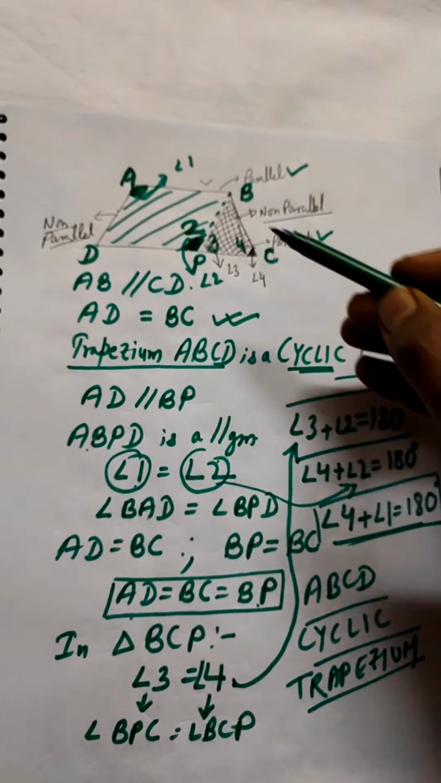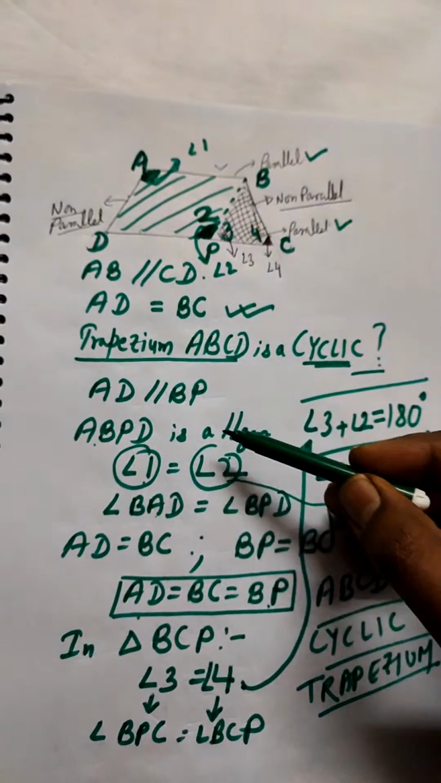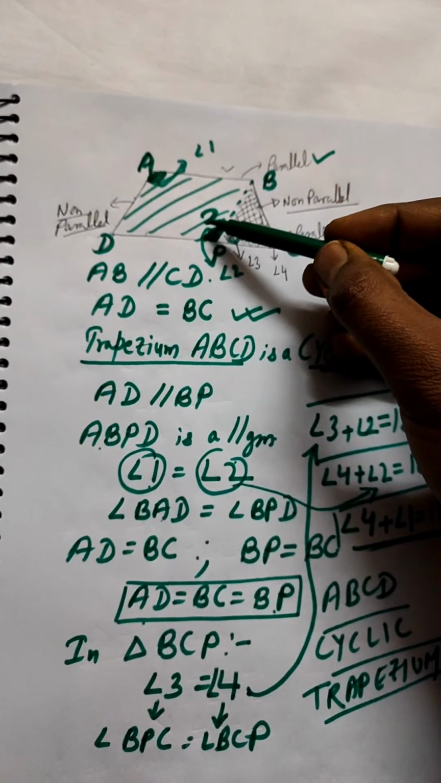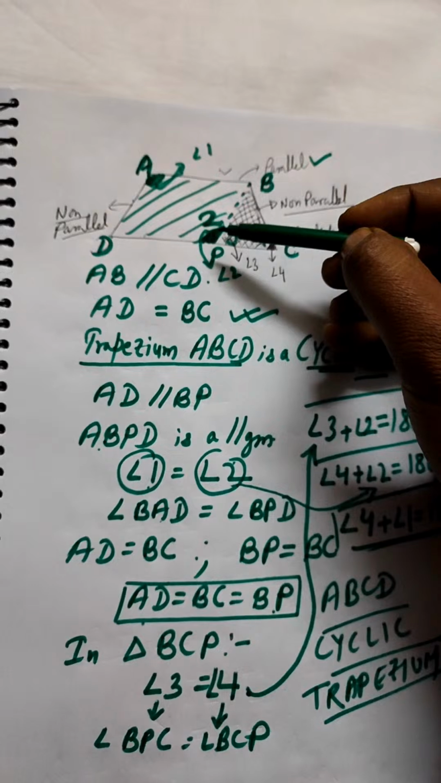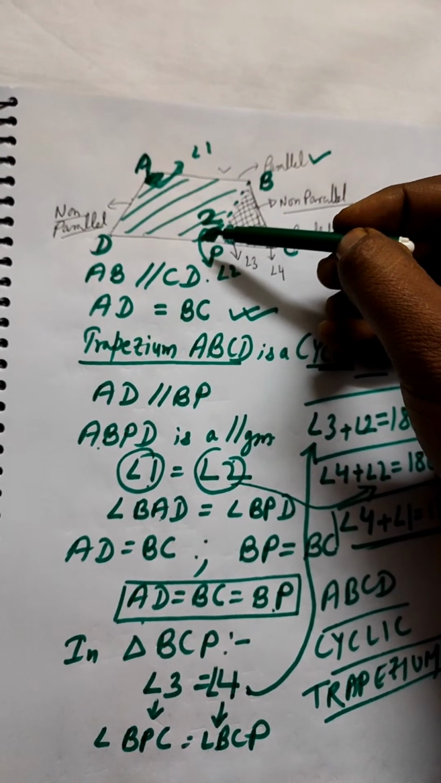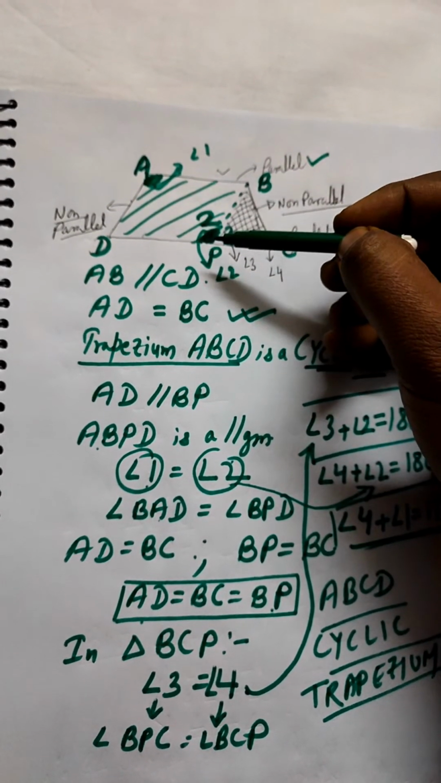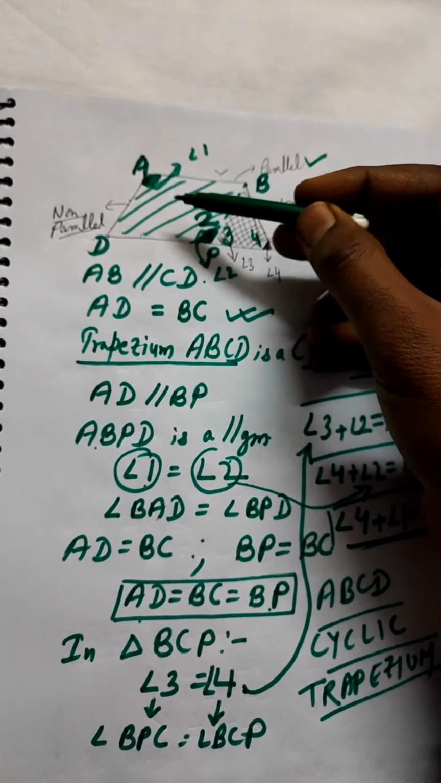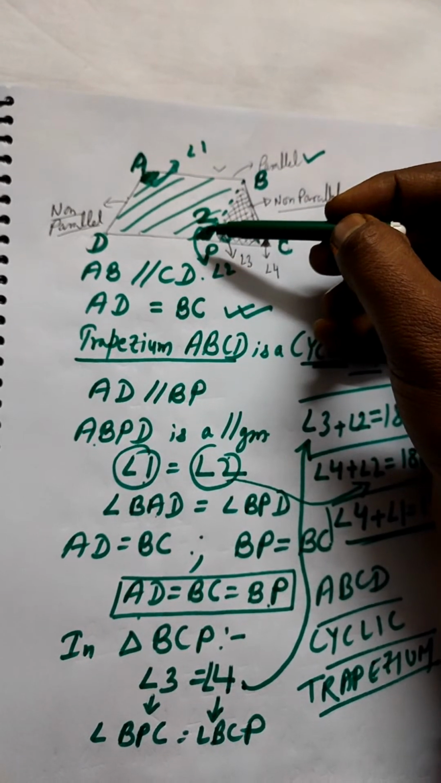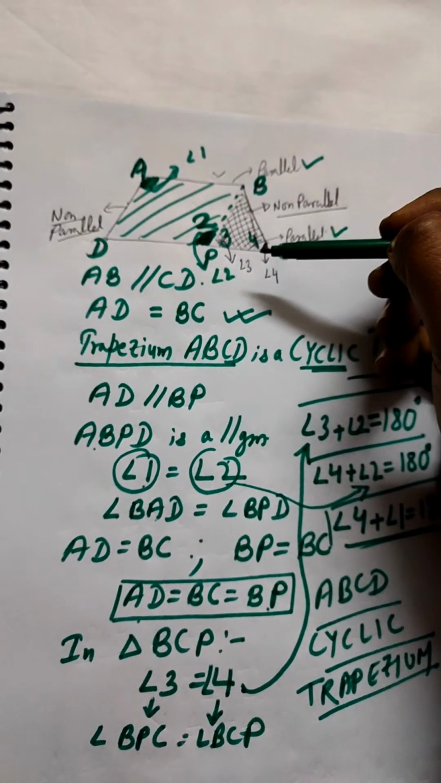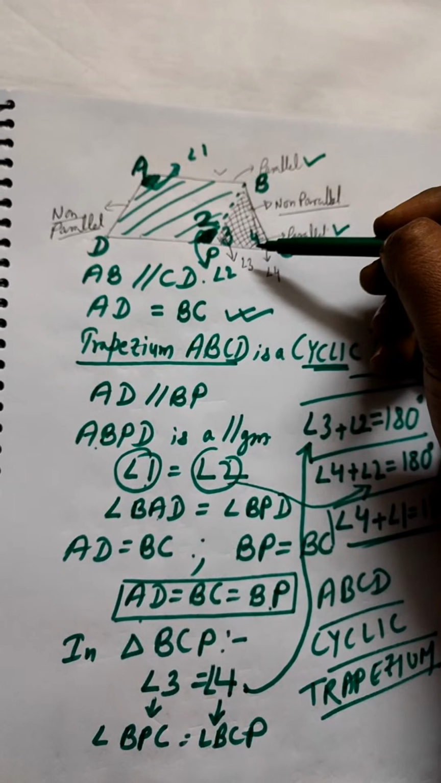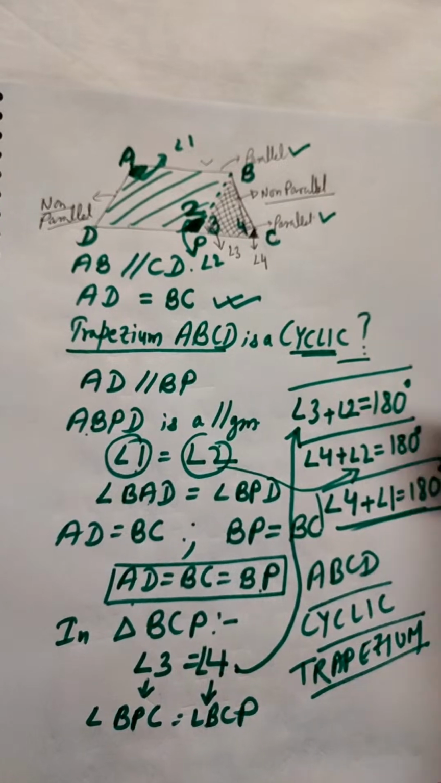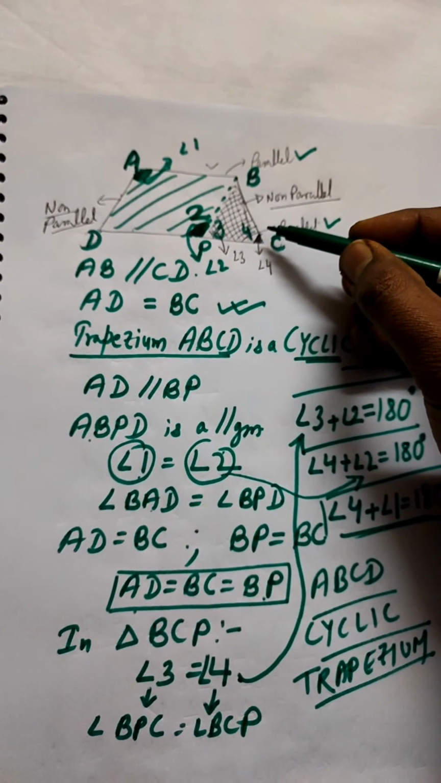Now, since we have proved ABPD is a parallelogram, angle 1 will be equal to angle 2. Why? Because the opposite angles of a parallelogram are always equal. Here you can say 1 and 2 are equal, and we have proved 3 and 4 are equal. So we have two relations with us: 1 equal to 2 and 3 equal to 4, right?